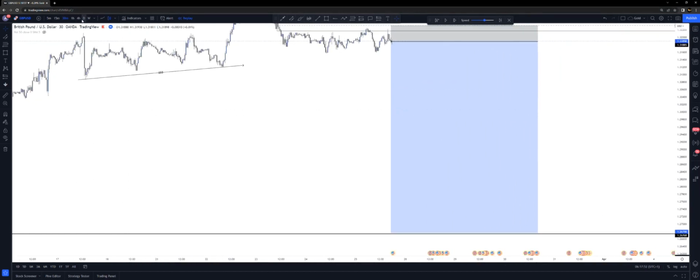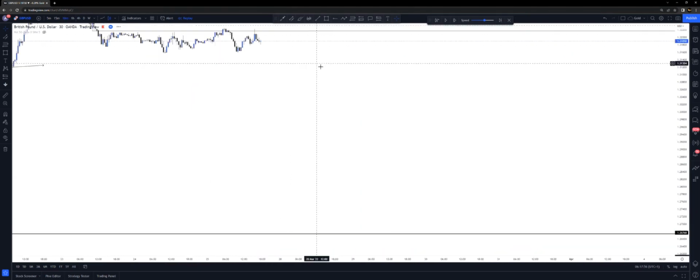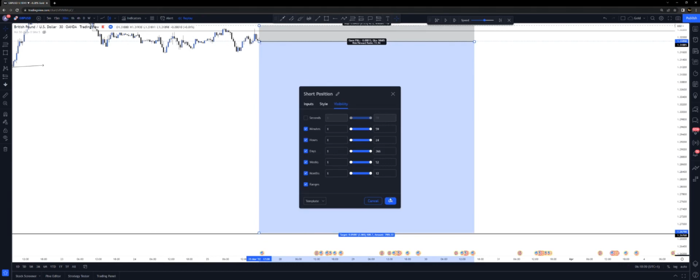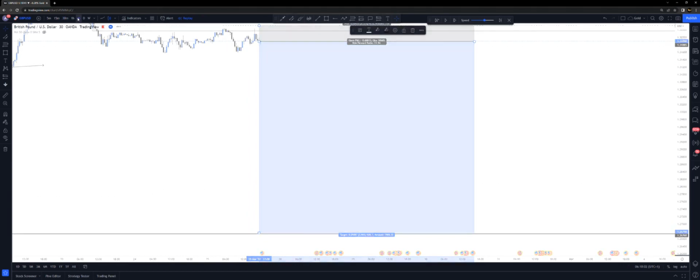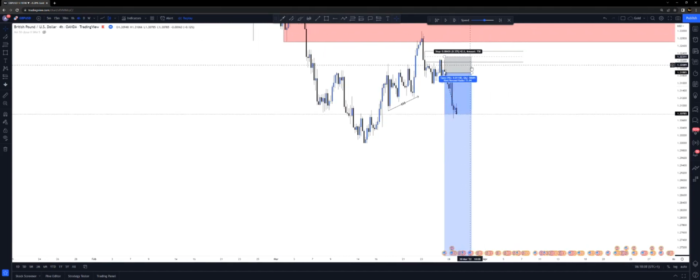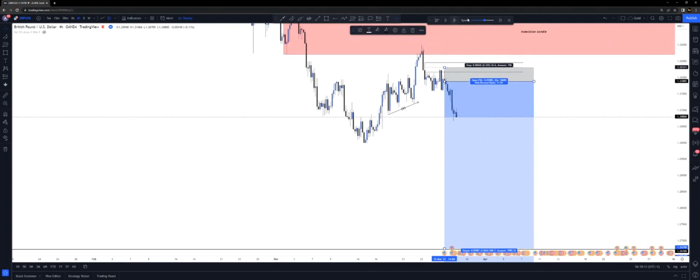So now we can play on from this whole move. Continue and make this visible in the hourly. So now let's play and let's see how our trade goes. Perfect.